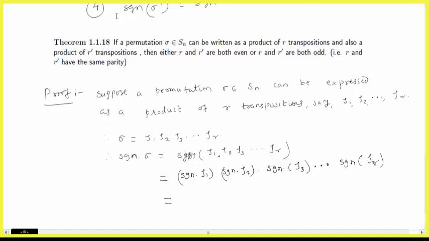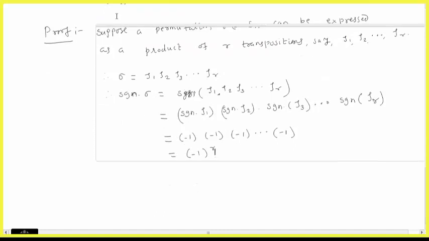See here, this tau 1 is a transposition, tau 2 is a transposition. So sign of tau 1 is what? Sign of a transposition is always minus 1. Sign of tau 2 is always minus 1 because tau 2 is also a transposition. Sign of tau 3 is minus 1 and so on, minus 1. This is the product of r minus 1s. So this is equal to minus 1 raised to r.